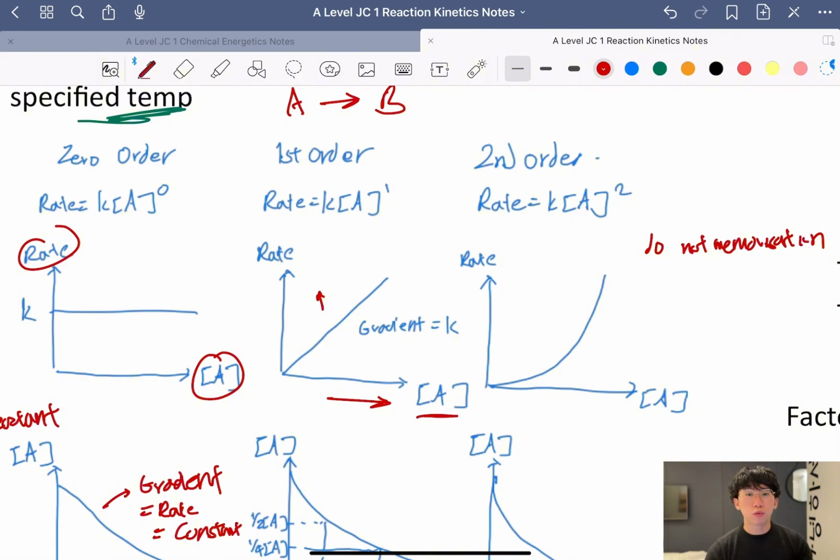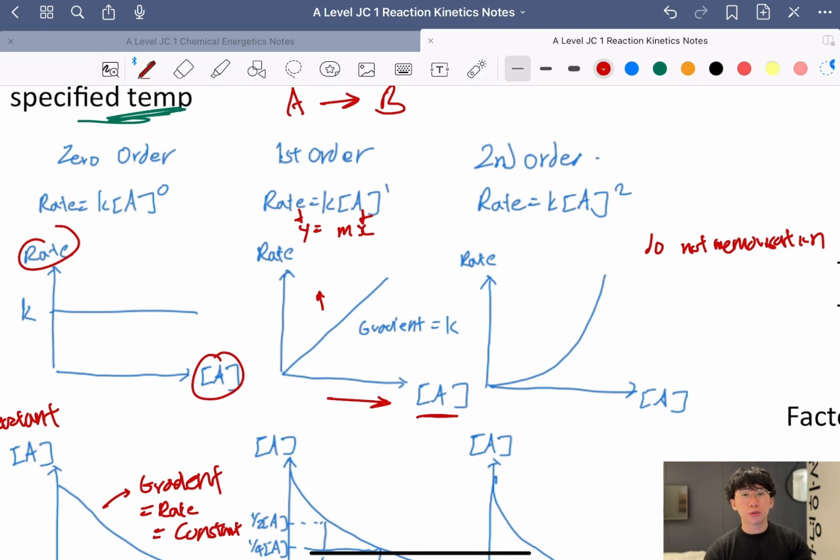And this is because when we plot the graph, we essentially make it y equals mx. And if we know a little bit of our math, we know that x would be A and y is rate in this graph. And since k is a constant, m is a constant, and therefore the gradient is a constant.